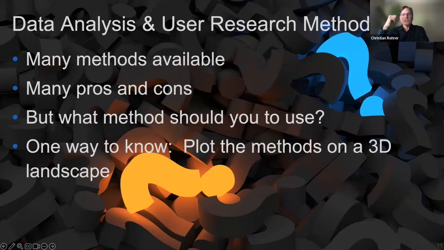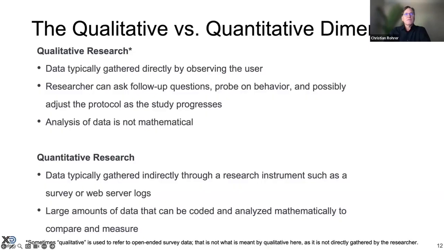How I usually explain this to people, and I'll breeze through these a bit because I know you all are fairly familiar with this, is that you have a lot of methods to choose from, and I like to use a 3D kind of landscape to visualize which method I should use based on the questions that they answer. And the 3 dimensions are as follows. The first is the qual versus quant dimension, which we've touched on already.